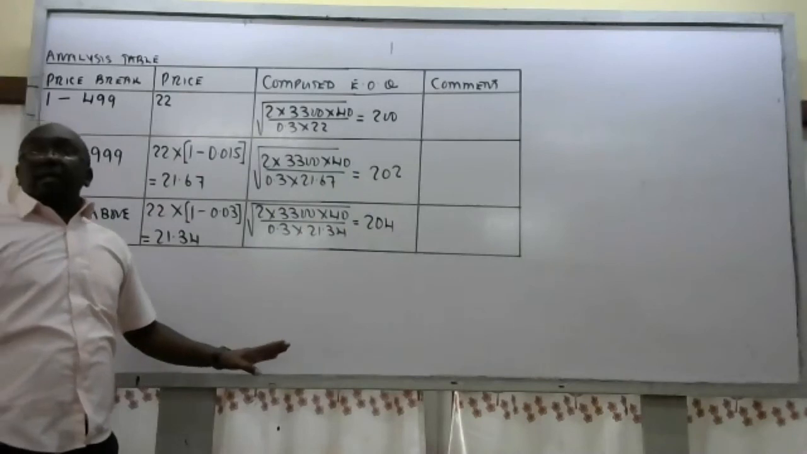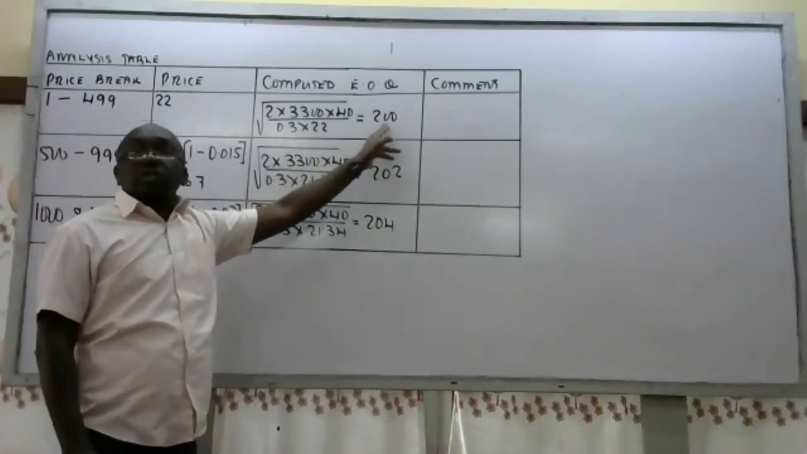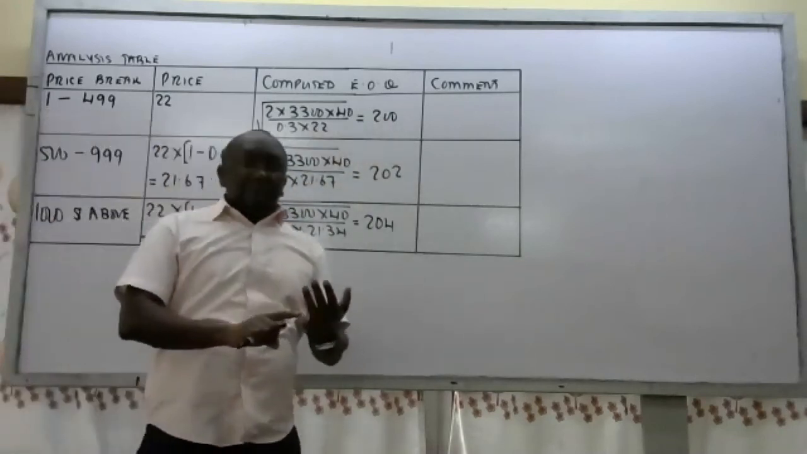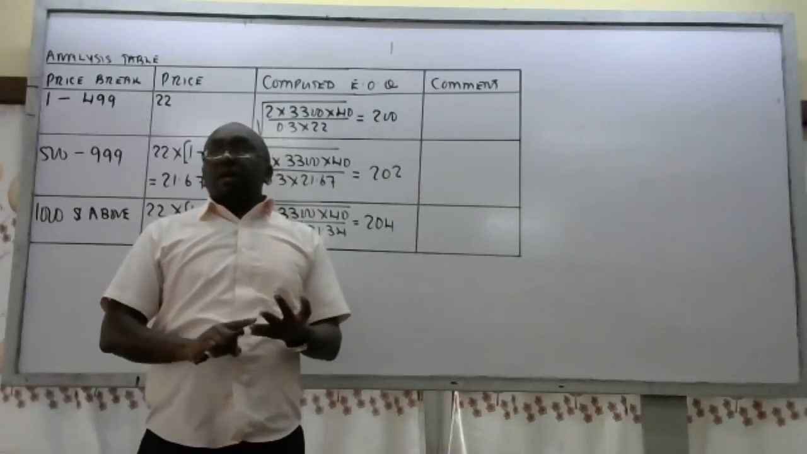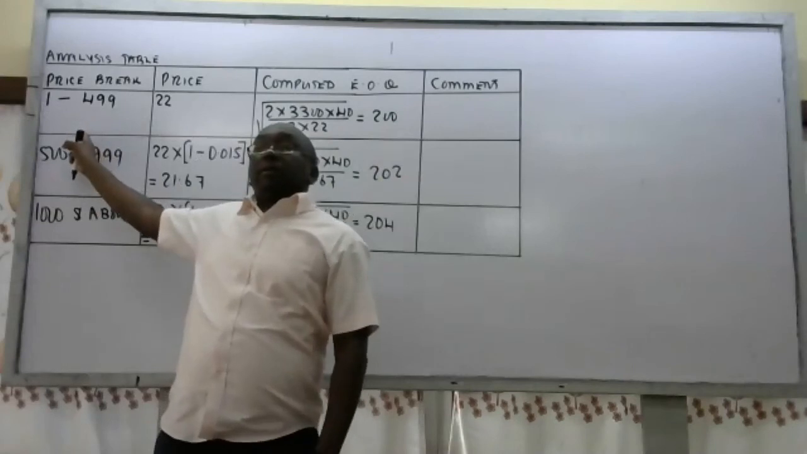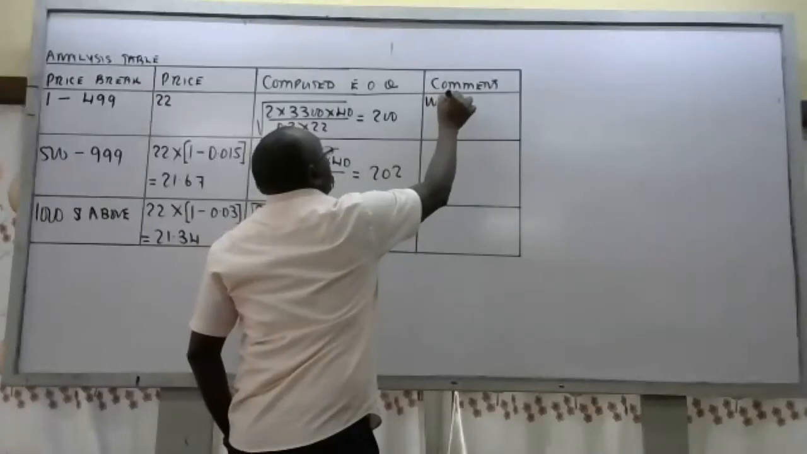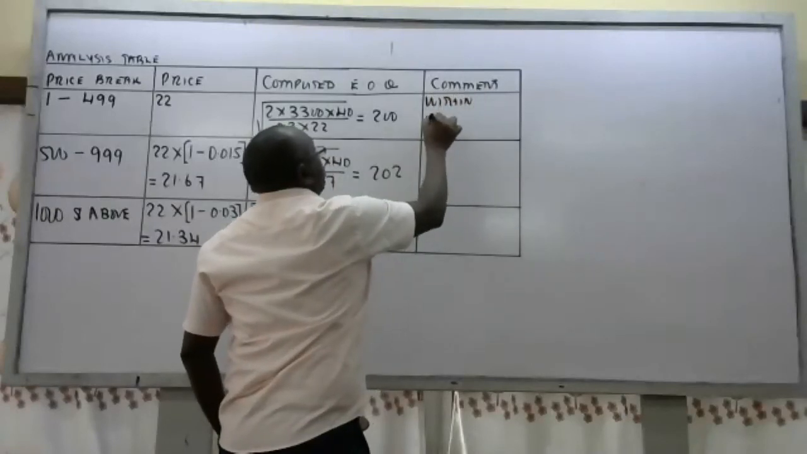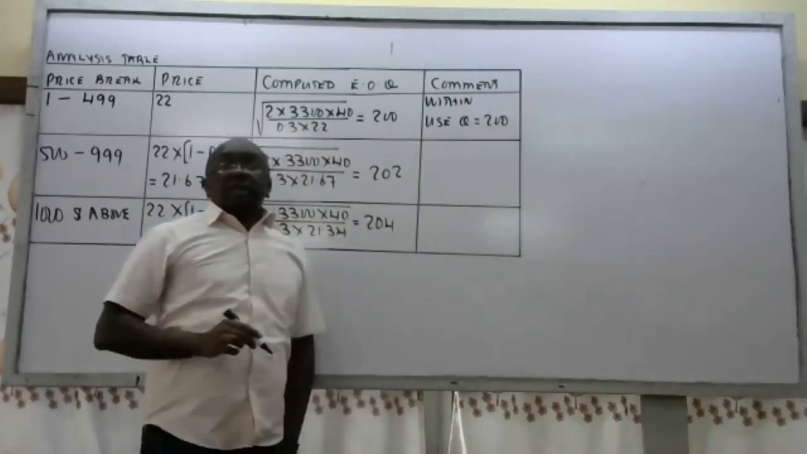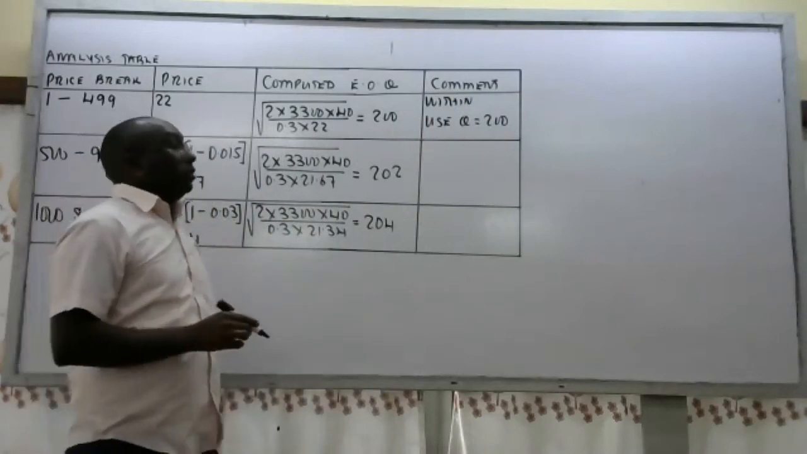Now look here. Once you have this, you check where it is in this range. It can either be above, within or below. So here, where is it in this one? It is within, and therefore you use Q as 200. If it is within, you use Q as the computed value.